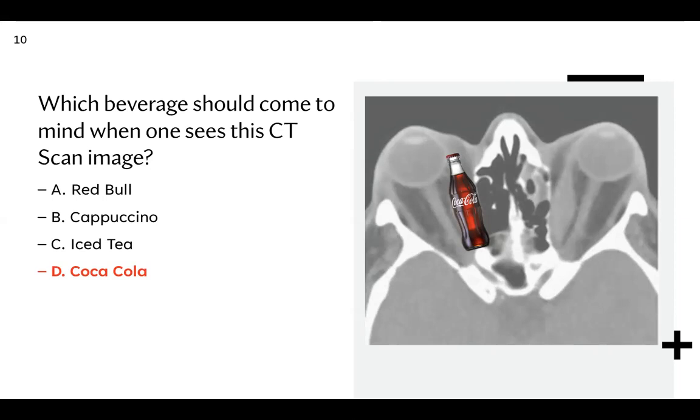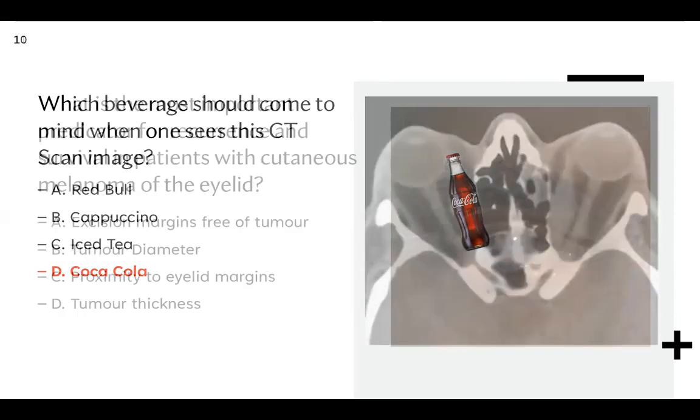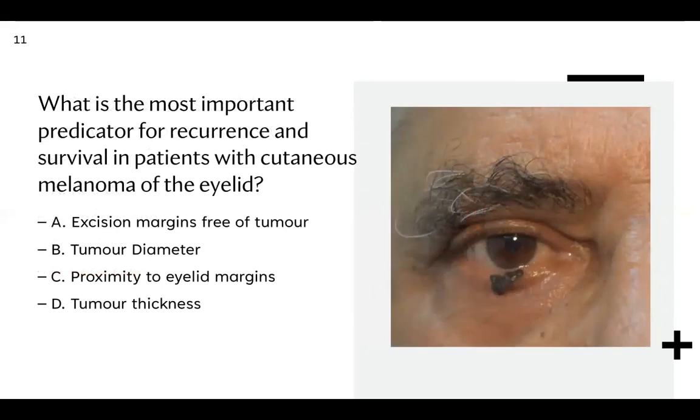Bravo, 68% of the audience got this right. Question number 11 is, which is the most important predictor for recurrence and survival in patients with cutaneous melanoma of the eyelid? Is it A, excision margins being free of tumor? Is it B, the diameter of the tumor? Is it C, proximity to the eye margin? Or is it D, tumor thickness?